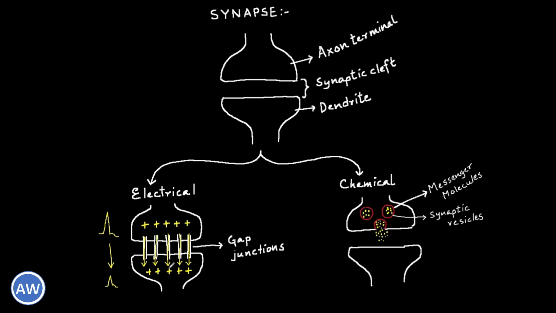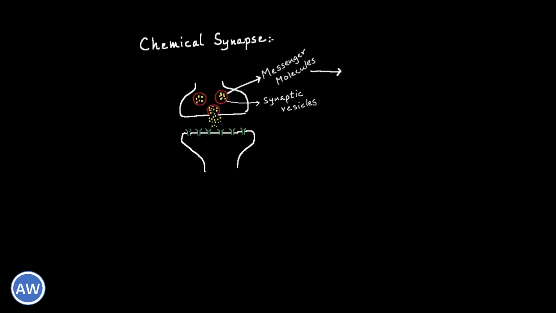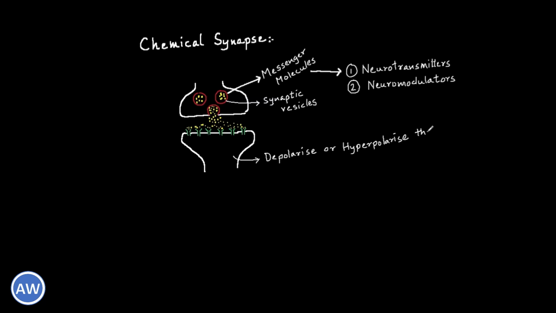Most synapses in mammals are of chemical type with a few exceptions, like retina, cerebral cortex, and brainstem, where electrical synapses are found. In this episode, we will be discussing the chemical synapse. The messenger molecules in a chemical synapse are of two types, namely neurotransmitters and neuromodulators. These molecules are released from the axon terminal to depolarize or hyperpolarize the membrane of the effector cell.